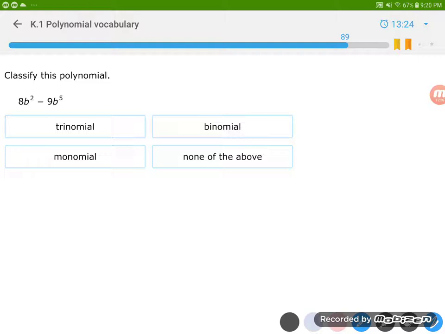Okay, all right. So again, we're looking for what kind of polynomial this is. I look at this and I see that there is a term right there and a term right there. So that means I'm going to have two terms, or I have a binomial on my hands.